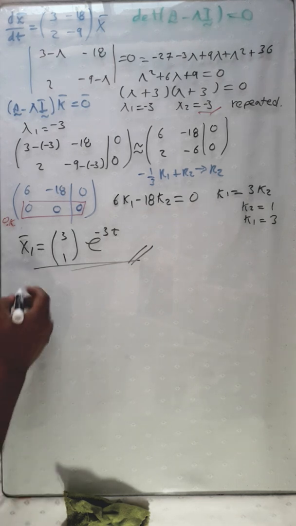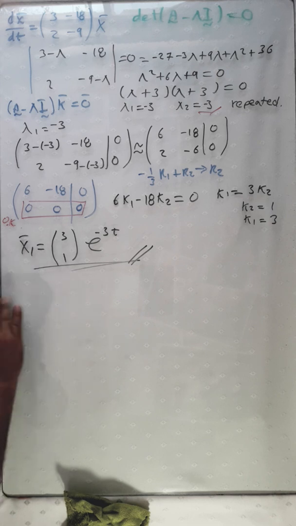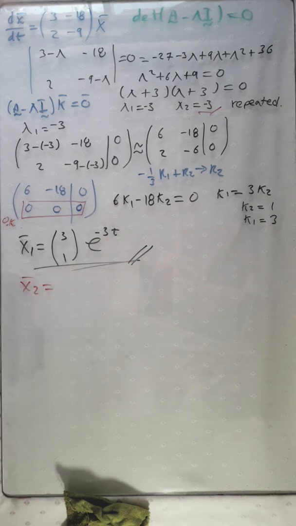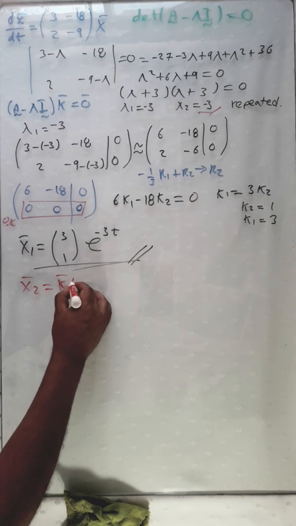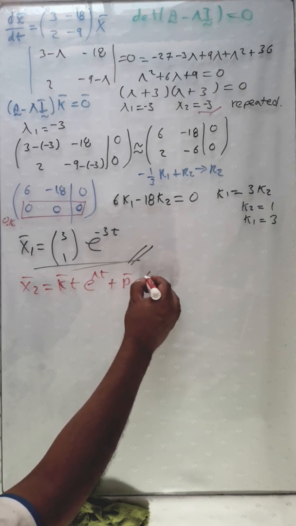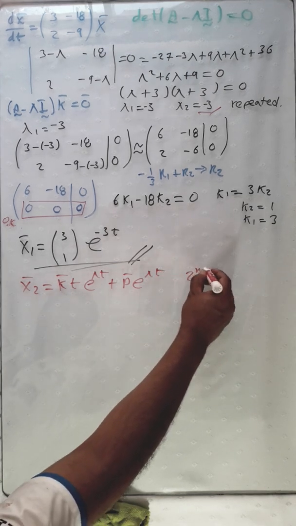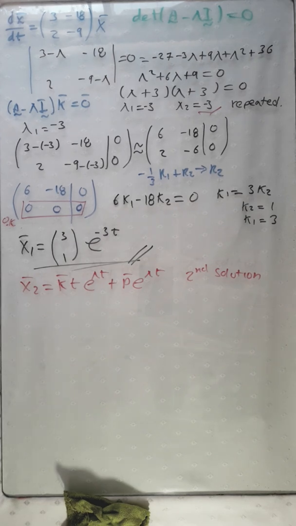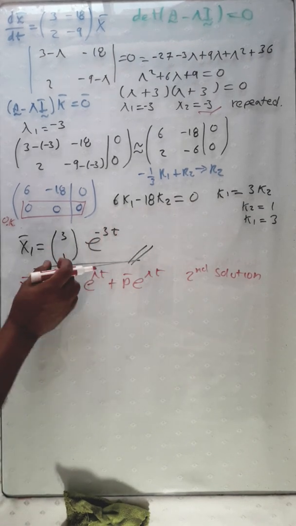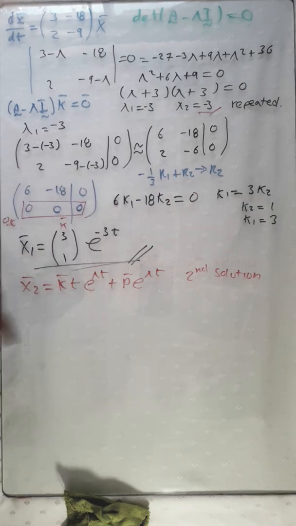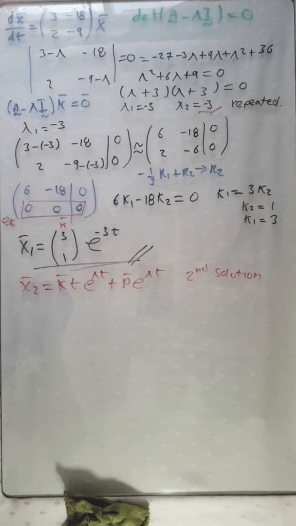The second solution is x2 vector. This is the formula. The second solution is going to be k vector t exponential of lambda t plus p vector exponential of lambda t. This is the second solution. Now, the k vector, you already have it, it is this one. The value of lambda, you already know it. The only thing that you don't know here is the value of p vector.